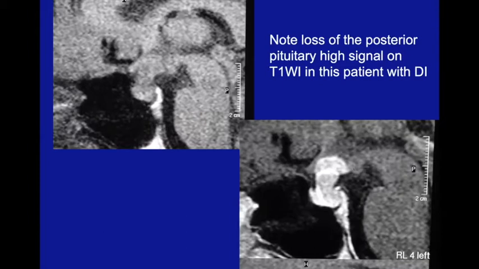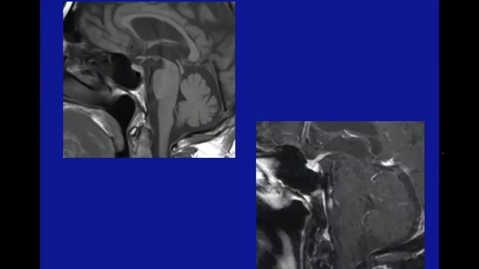Look at the posterior pituitary gland, because you may see that you've lost the normal T1 shortening there. Here's a different patient. Looks pretty normal on this non-contrast scan, but here you can see the infundibulum. You expect to see some high signal intensity here in the posterior pituitary, which is lacking. The patient has diabetes insipidus.